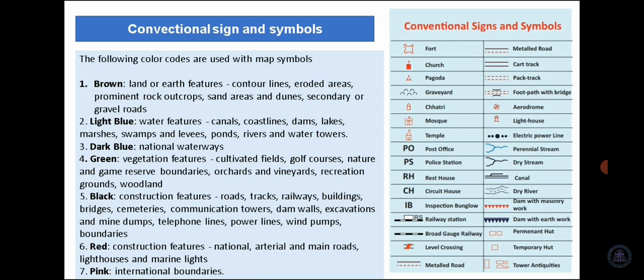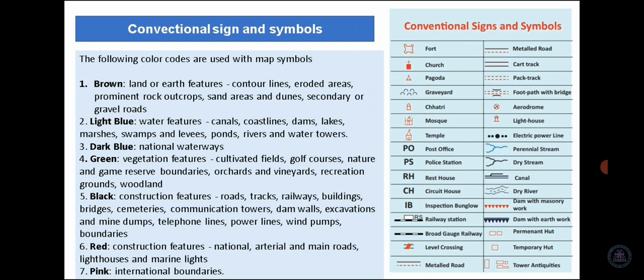Dark blue indicates national waterways. Green indicates vegetation features: cultivated field, golf courses, nature and game reserve boundaries, orchard and vineyard, recreation ground, woodland, etc. Black indicates construction features: road, track, railway, building, bridges, cemeteries, communications tower, dam walls, excavation and mine dumps, telephone lines, power lines, wind pump, boundaries, etc.